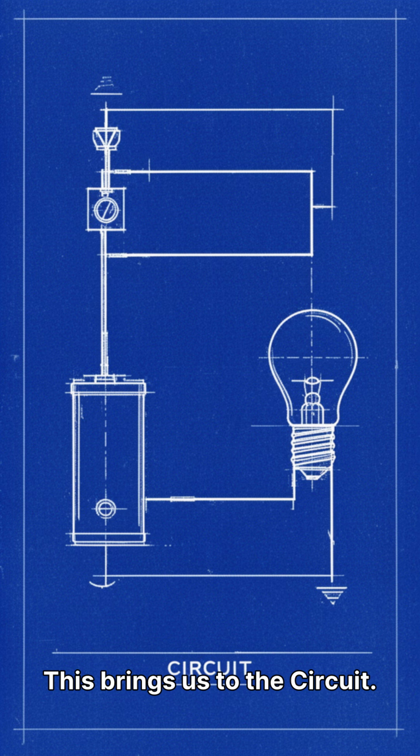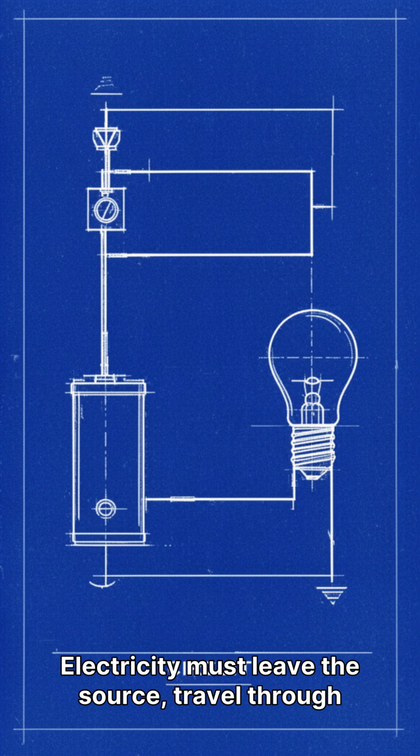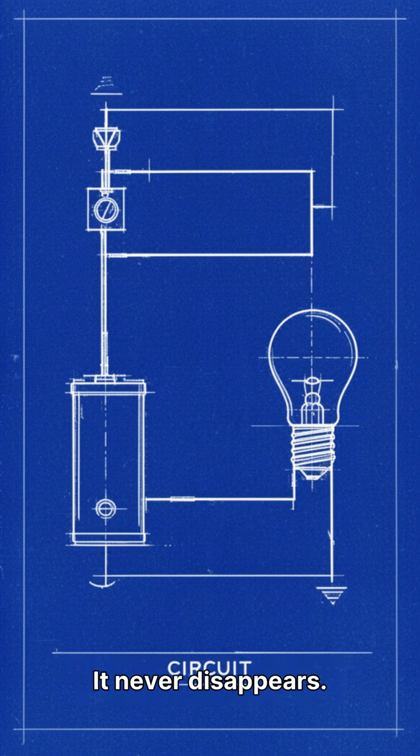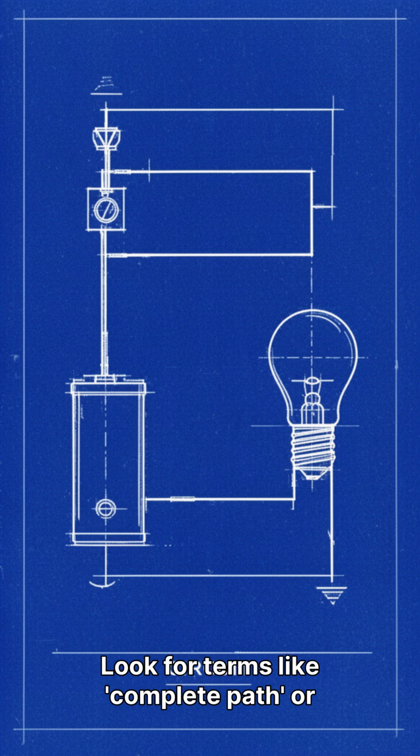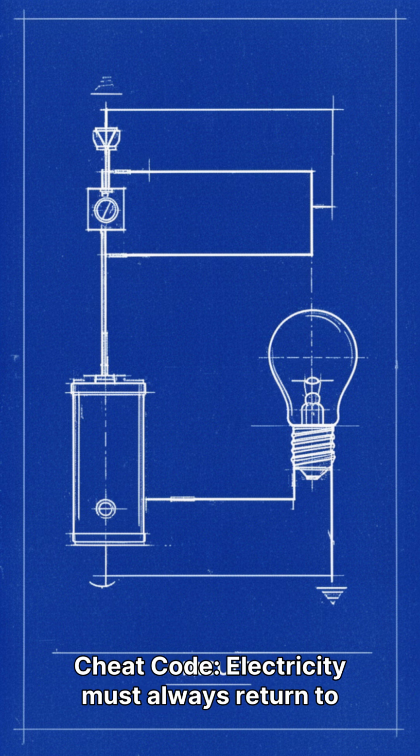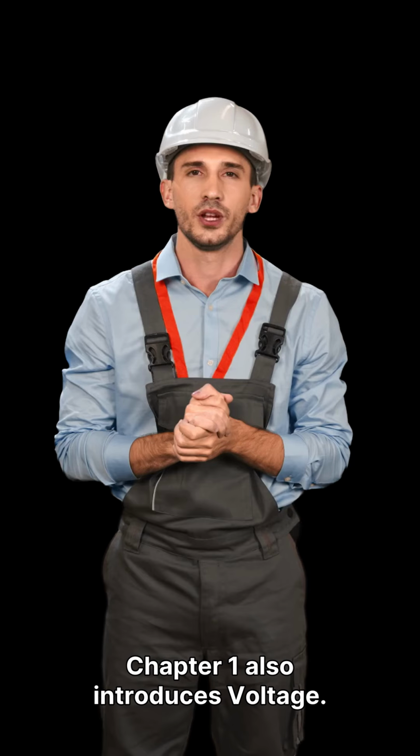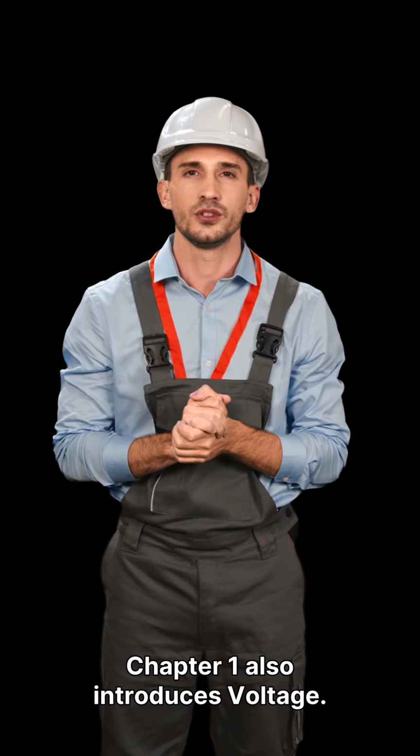This brings us to the circuit. A circuit is a complete loop. Electricity must leave the source, travel through the load, and return to the source. It never disappears. Exams love this. Look for terms like complete path or closed loop. Cheat code: electricity must always return to its source. No return, no current.